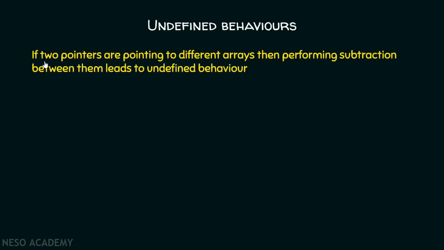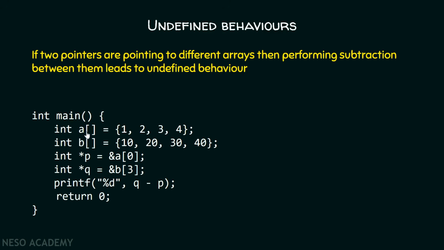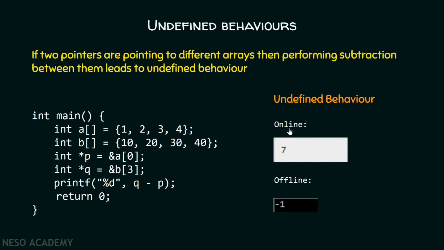Also, if two pointers are pointing to different arrays, then performing subtraction between them leads to undefined behavior. For example, if you have an array A and an array B, and pointer p points to the first element of array A and pointer q points to the first element of array B, and we want to perform subtraction between these two pointers, the result is undefined behavior. Here I can show that when I run this program online, I get this output, while when I run this code offline, I get this output. So different outputs every time. That is why it is undefined behavior.